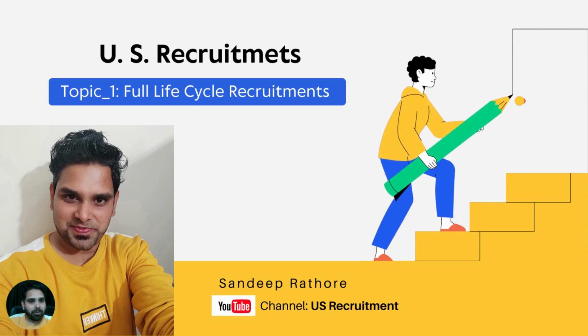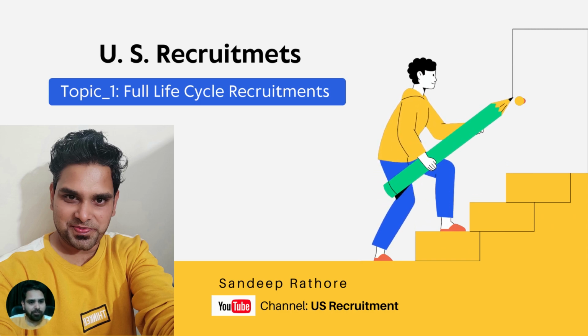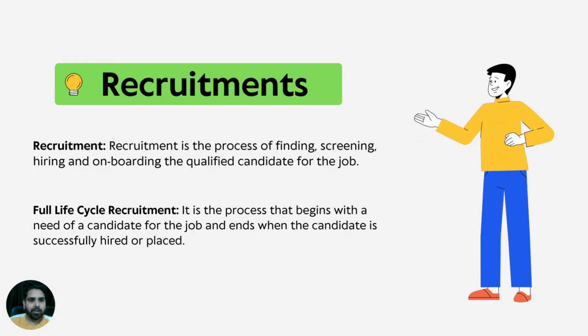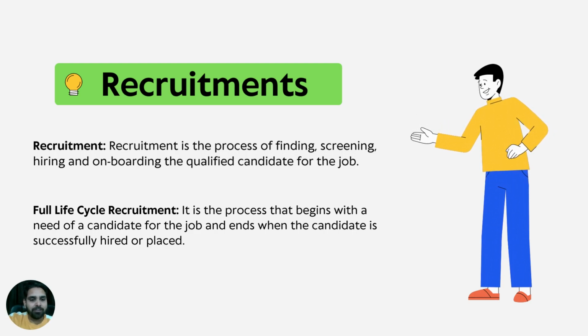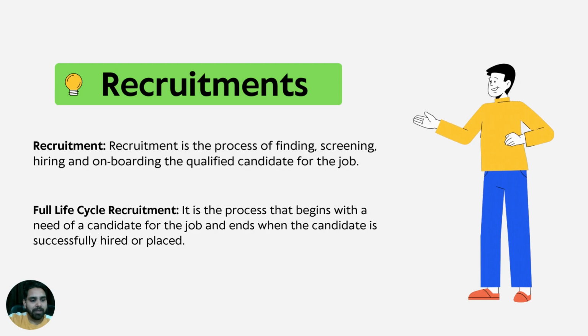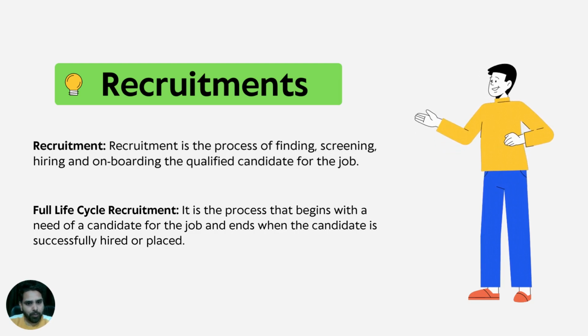So this is the first topic of our training series, that is full life cycle recruitment. Before going to the full life cycle recruitment, we will understand what recruitment is. In very simple words, recruitment is the process of hiring a qualified candidate for a particular job. Full life cycle recruitment is the process that begins with the need of a candidate for the particular job and it ends when the candidate is successfully hired or placed. So this is known as full life cycle recruitment.